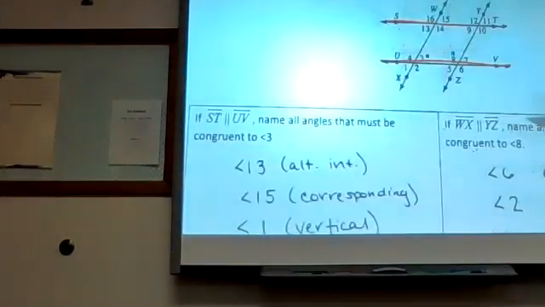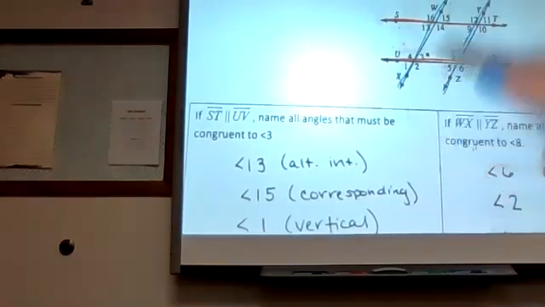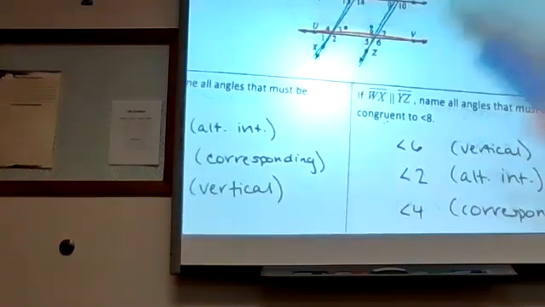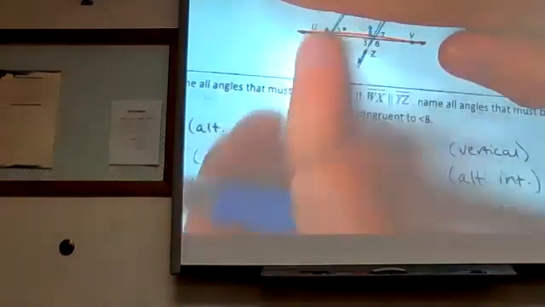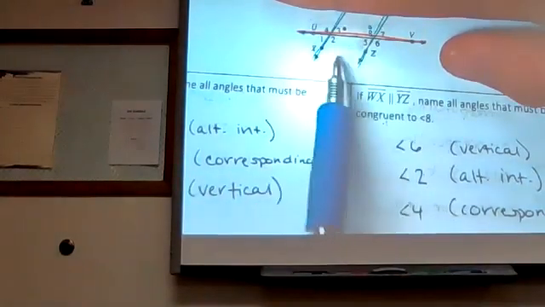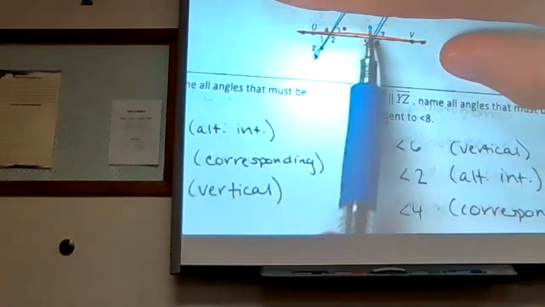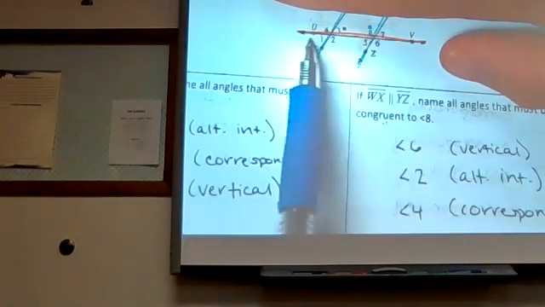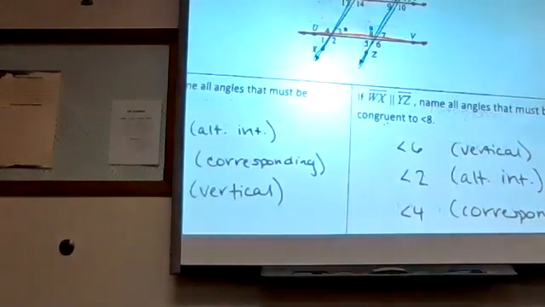Then it says if these two lines are parallel, name all the angles that are congruent to angle 8. So for that, I'm looking here because I'm looking at these blue parallel lines. And again, congruent, so I'd have alternate. Angle 2 is congruent to it because it's alternate. Vertical, angle 6 because it's vertical. And corresponding would be angle 4. So I was working through that diagram to figure out what 3 angles would be congruent to it if that was true.